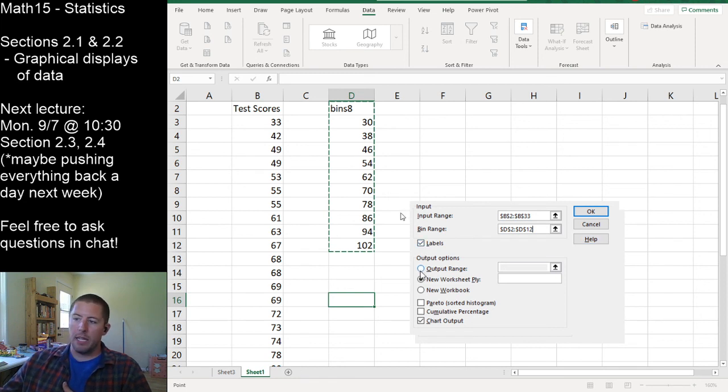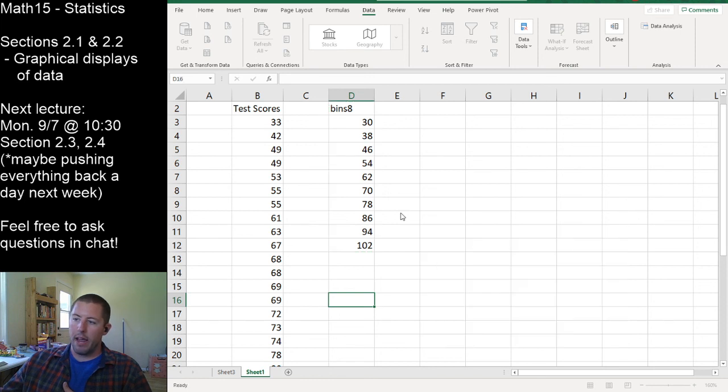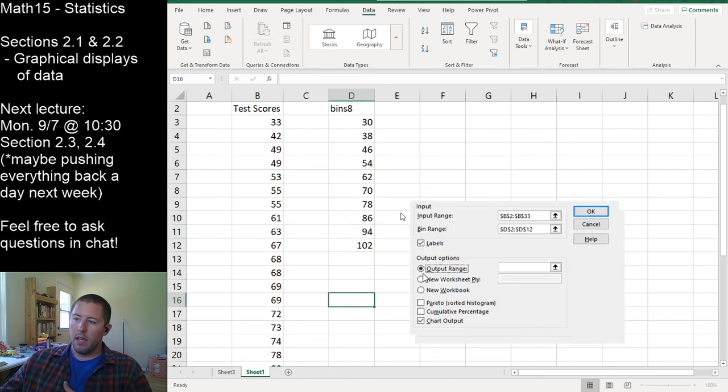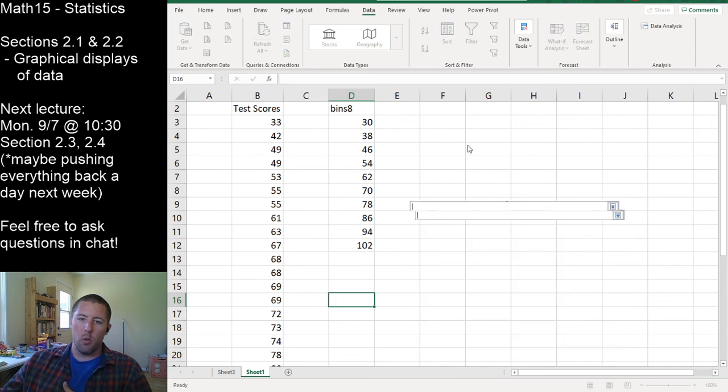I'm going to tell it where I want it. I'm going to select an output range here. And notice output range is going to give us another little option right here. This one's nice because you can be a little bit lazier with this one. When I do this one to select where I want it, you can just go ahead and click just any one cell.